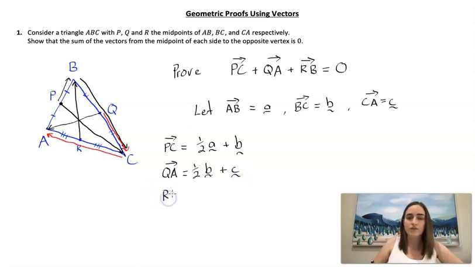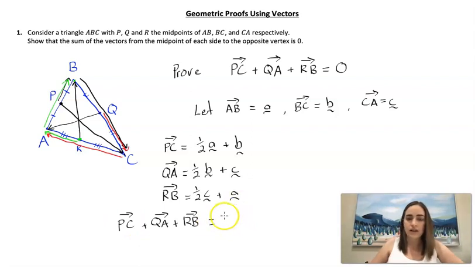And our last one, if we do RB, we go along this side here, and then we can add this whole vector on along there. So if we do that, we'll end up with a half C plus A. Okay, now if we add all of those together, that's going to give us half A plus B plus a half B plus C plus a half C plus A. Now, if we simplify that, we can pull out a half outside of A plus B plus C.